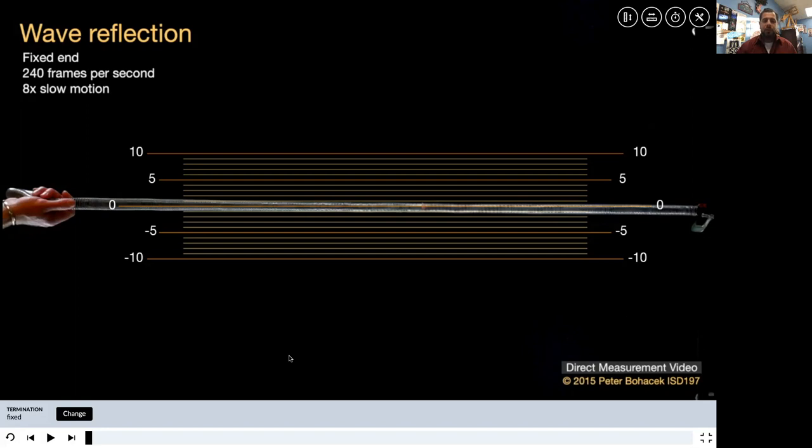Today, we're going to be looking at changes in amplitude of waves. In order to do so, what you're going to see is a spring which is attached to a fixed end on the right. And on the other hand, a person is going to move the spring to create a wave.